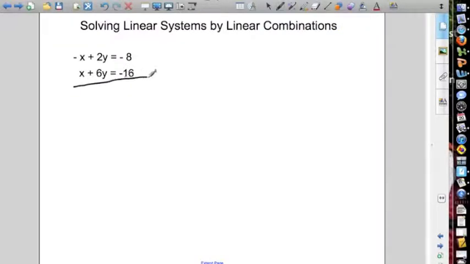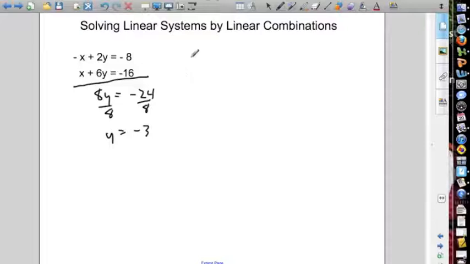What you're going to do in this method is add the columns. The reason this works here is that these two are going to cancel out. Negative x plus x is going to equal 0x, so I'm done with my x's. Now 2y plus 6y equals 8y, and negative 8 plus negative 16 is negative 24. Now I solve for y quickly. Divide by 8, divide by 8. y is equal to negative 3.